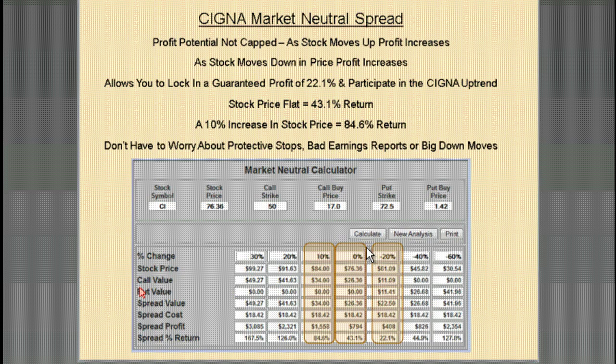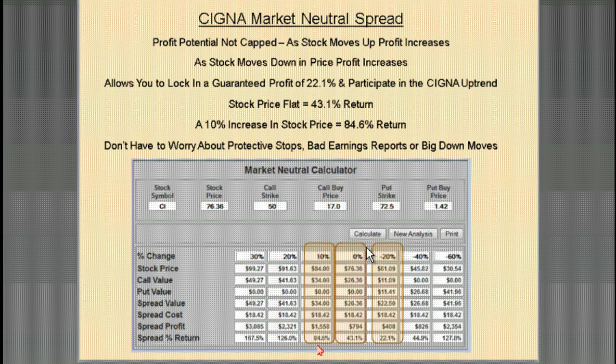And I have a market neutral calculator. I call this trade a market neutral trade because you have a long and you have a short position. With Cigna stock trading at 76.36, I bought the 50 strike call at 17 and bought the 72.5 strike put at 142. What this did was lock in a profit. No matter what happens, I'm going to have at least a 22% return. And if Cigna stock is flat at option expiration, I'm going to have a 43% return.